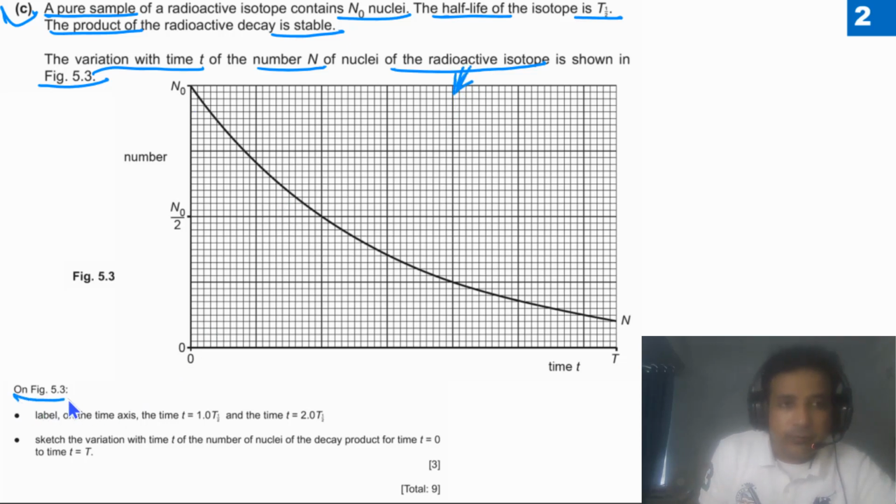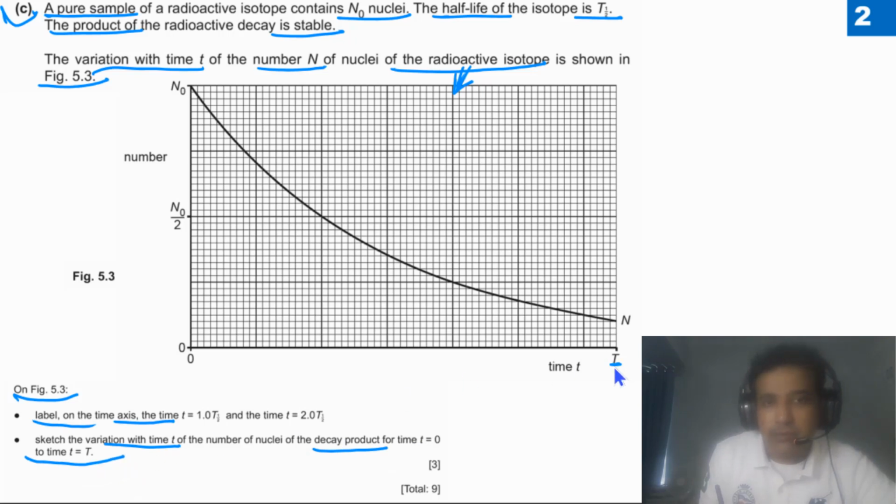On figure 5.3, label on the time axis the time T equal to 1.0 half-life and T equal to 2 half-lives. Sketch the variation with time T of the number of nuclei of the decay product for time T equal to 0 to T equal to capital T, means until this time. So we need to sketch for decay product.